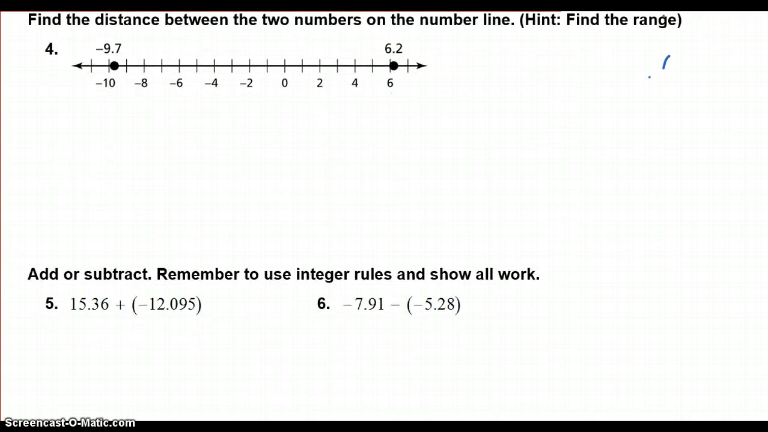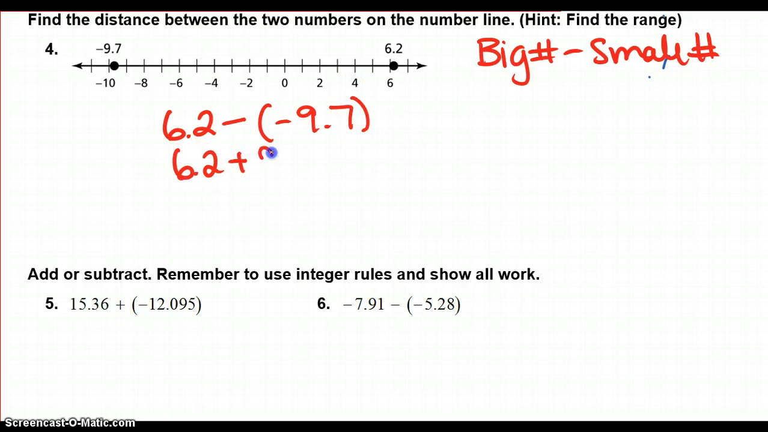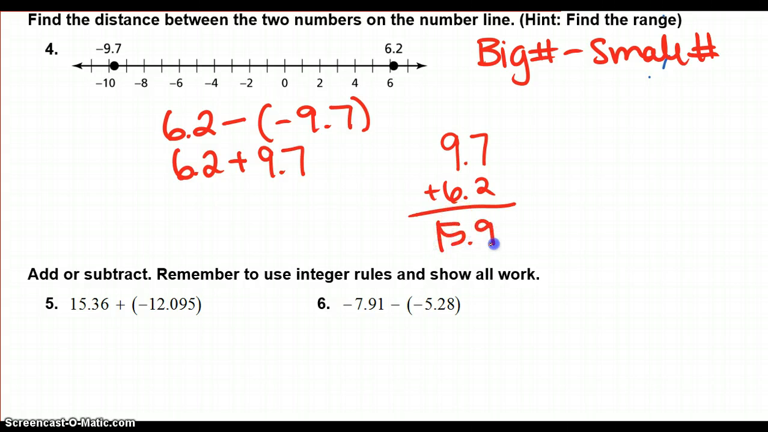Number 4, find the distance between the two numbers on the number line. My hint to you is always to find the range. And the range is the big number minus the small number. Okay, so in this case it's 6.2 minus a negative 9.7. Now I'm subtracting decimals. Keep, add, opposite. My numbers are positive. Or excuse me, they're the same sign. So when my numbers are the same sign, I add and keep the sign. So I have 9.7 plus 6.2, and I get 15.9. My sign is positive here, keep that sign.